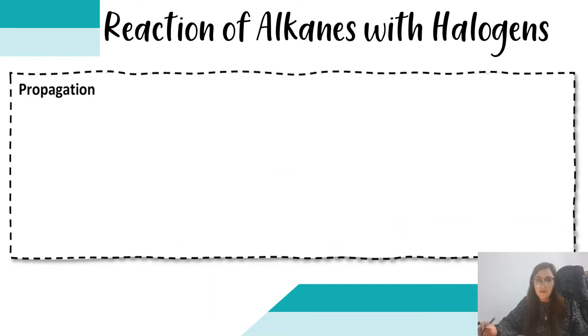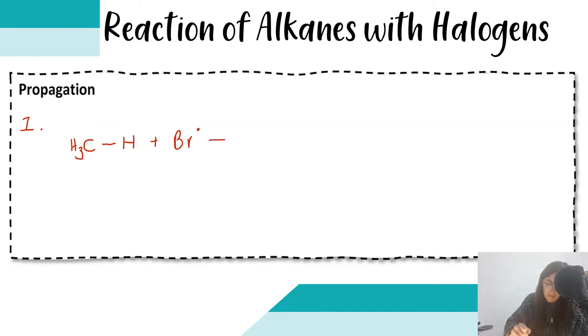A propagation step in this reaction. So we are reacting the bromine with an alkane, so for example, methane. Methane has four hydrogens. And when methane reacts with a bromine radical, a new bond is formed between the bromine radical and one of the hydrogens from the methane. One electron from one of the bonds between the carbon and the hydrogen will go into this bond, and the other electron from that bond will end up on the carbon, creating a new radical.